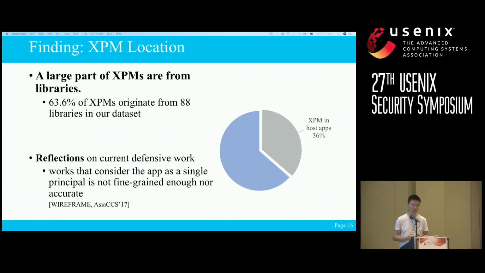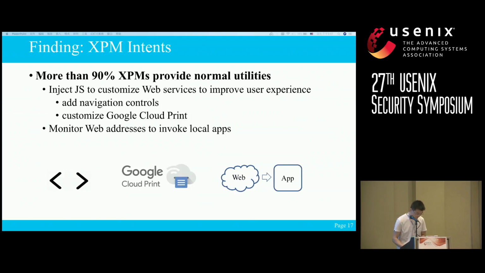This brings us reflections on current defensive work that considers the app as a single principal. So this kind of idea is not fine-grained enough nor accurate, because our results show that a large part of the manipulations are from libraries. What's more, we further studied the intents of XPMs, and we found that more than 90% of XPMs provide normal utilities. For example, they may inject JavaScript into the web views to customize web services to improve user experience.